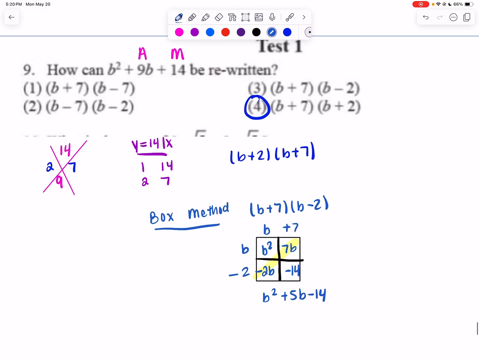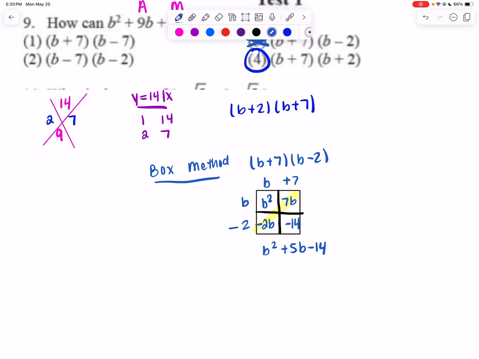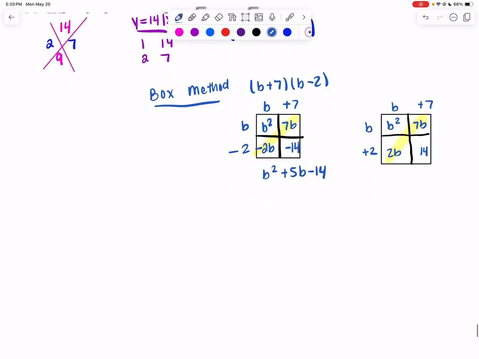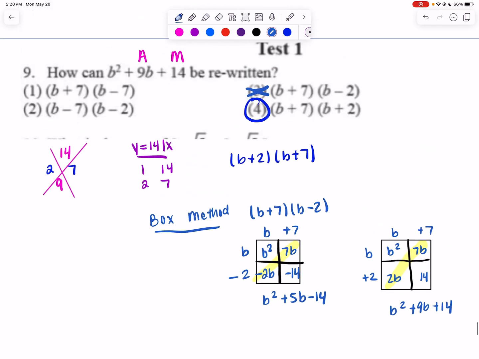Now, if you notice, that is not b squared plus 9b plus 14. So that's why choice number 3 wouldn't work. And then if I wanted to, I could do a box method on b plus 7, b plus 2. And again, you only have to do the box method if you're not sure how to do this, or if you want to check your work. So I know the correct answer is b plus 7, b plus 2. I do my multiplication, and I get b squared, 7b, 2b, 14. Like terms are on that diagonal again. So now I have b squared plus 9b plus 14, which is what I started with.